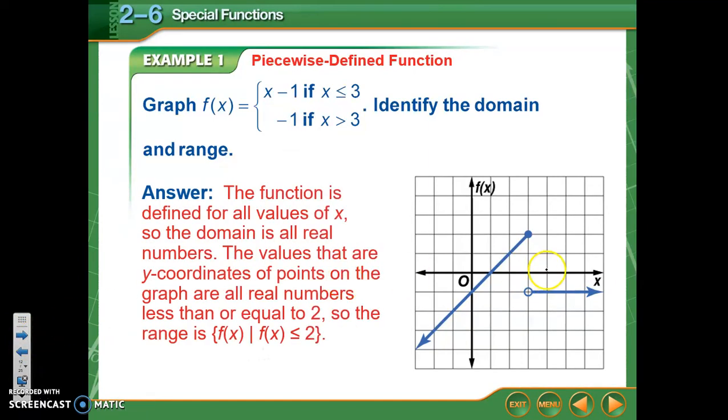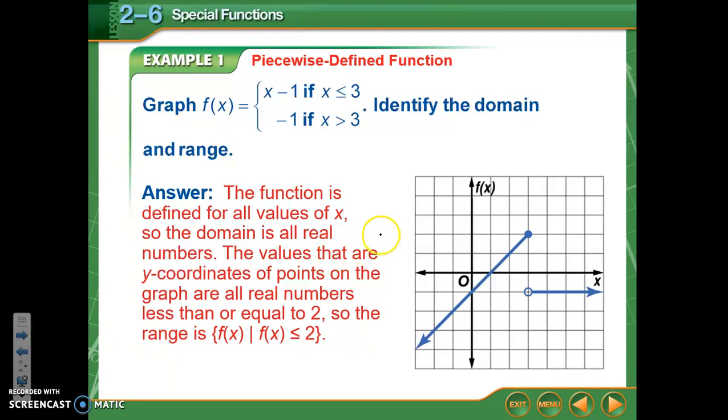So in total, my piecewise function would look like this. It has one piece that looks like x minus 1 that goes to the left of 3, and one piece that looks like y equals negative 1 going to the right. I have a closed circle here and an open circle here.